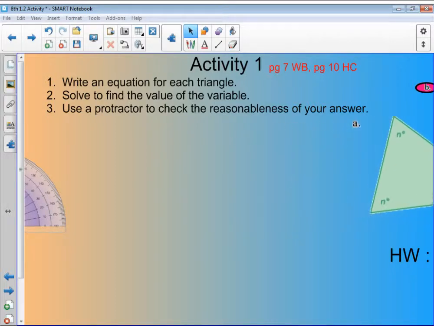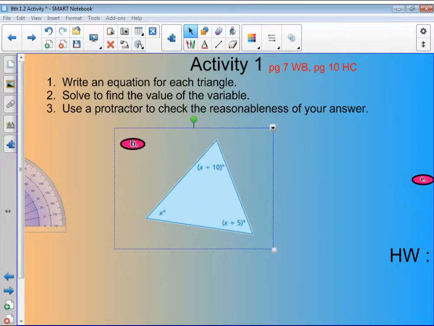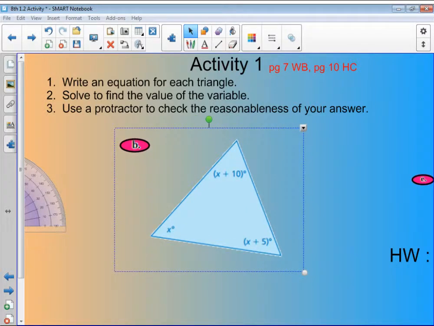Shift the letter A off. I'm going to pull out letter B. Now, this is the same B as what is in your book on page 7 in your workbook. Okay, so we're going to go ahead and look at this one.